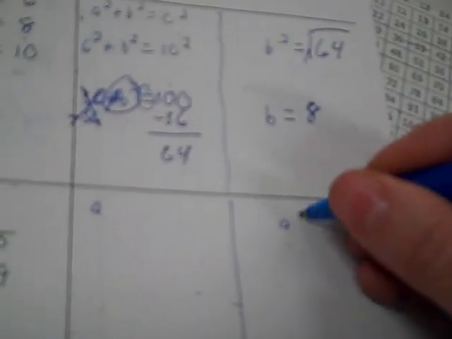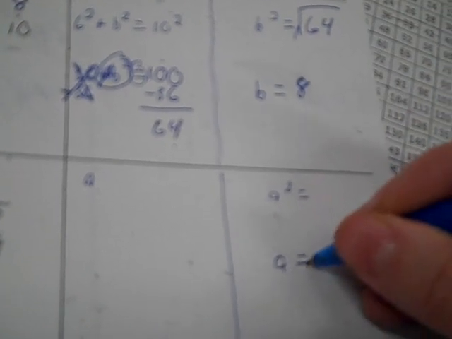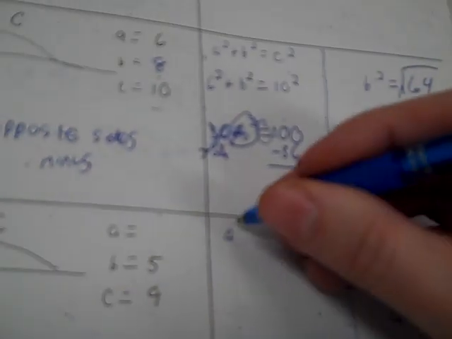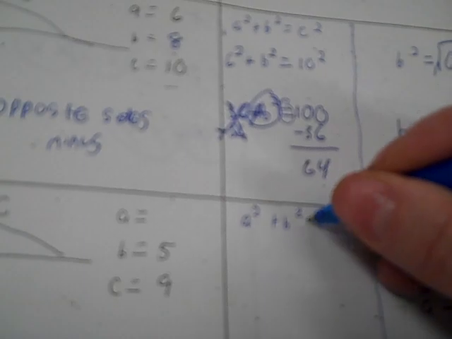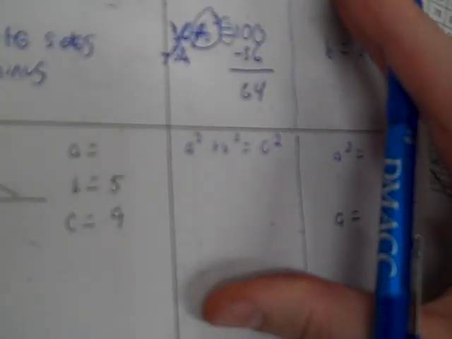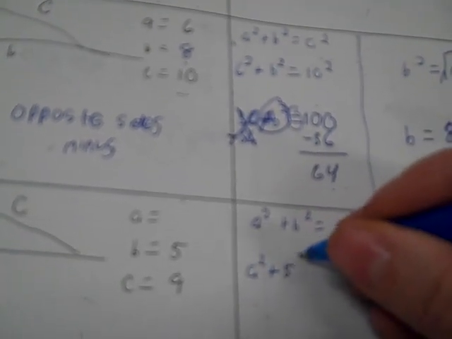Okay, next problem. You're finding a this time. So you're finding what a to the second is equal to and then what a is equal to. So a squared plus b squared equals c squared. So a, okay, you don't know that, so keep the second power. B is 5, 5 to the second, and then c is 9, 9 to the second.